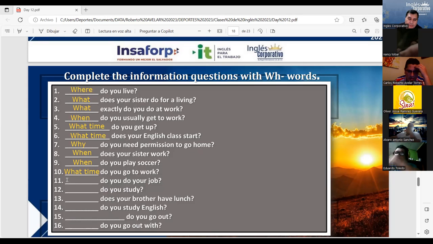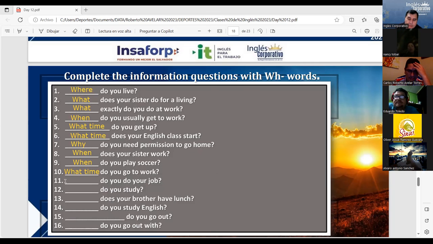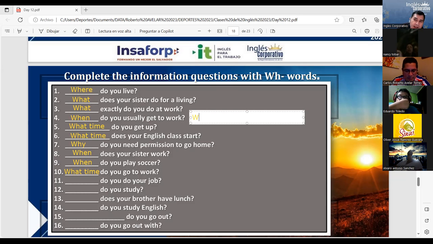Yes, in the 11. El profesor dice que le pongas a la par de la pregunta un listado, no solo el primero, sino las otras posibilidades. Okay, in number one. Eso sí es solo where. Okay, in number two. Only where, only what? 1, 2, 3, only one form. Okay, in 4, when? How, okay, when, how?